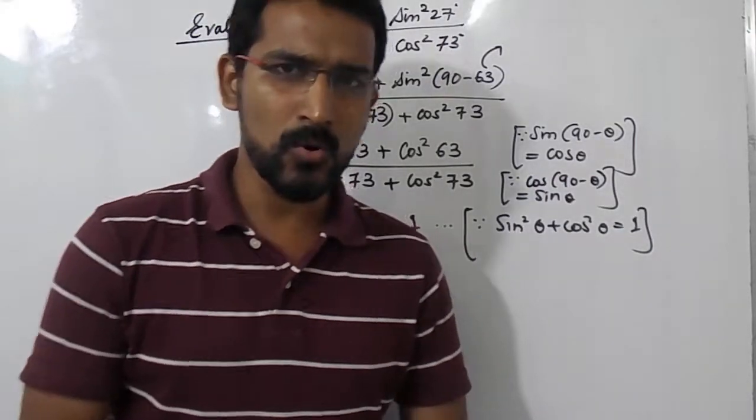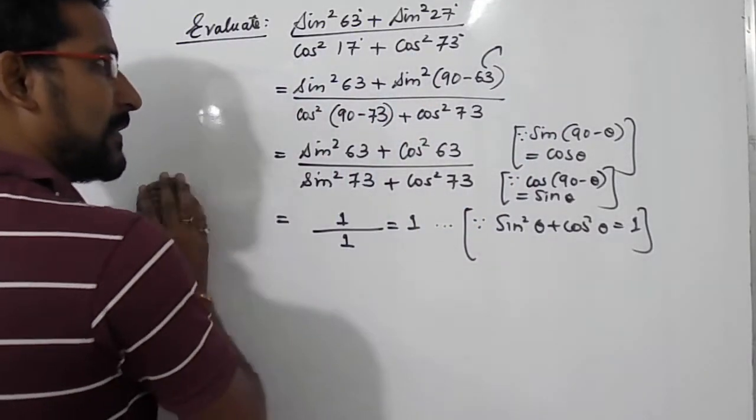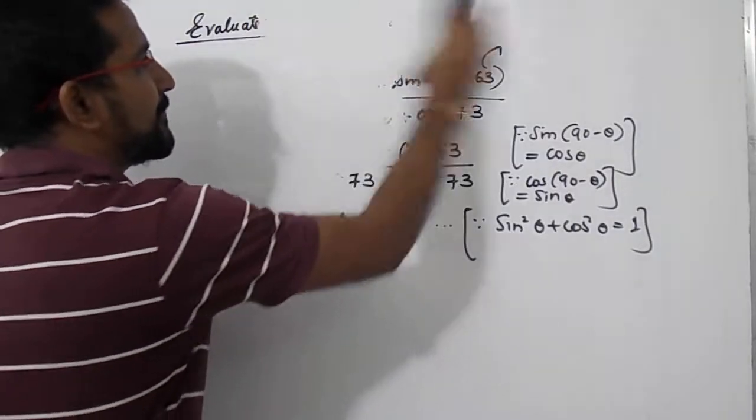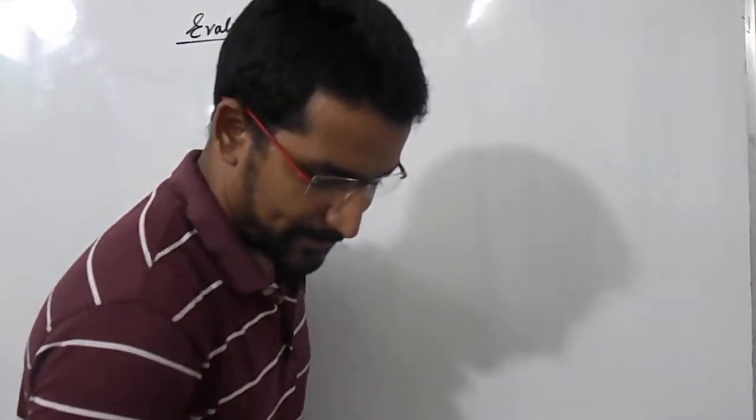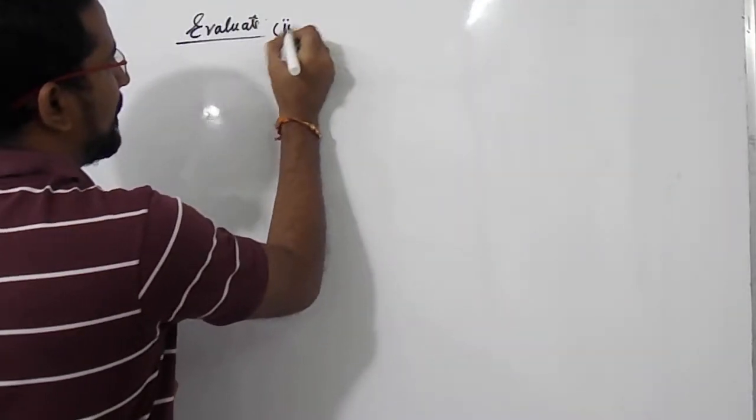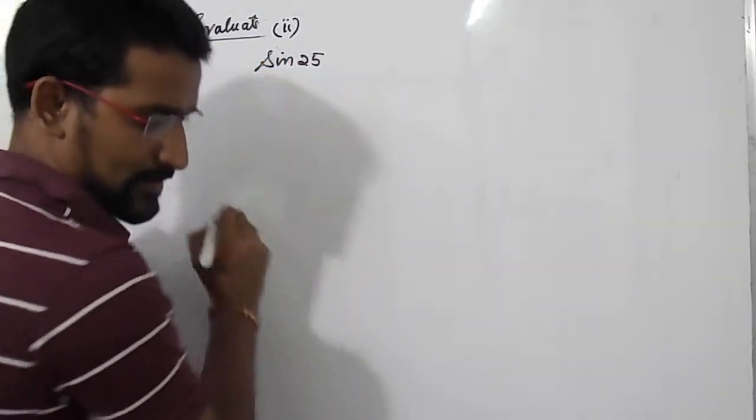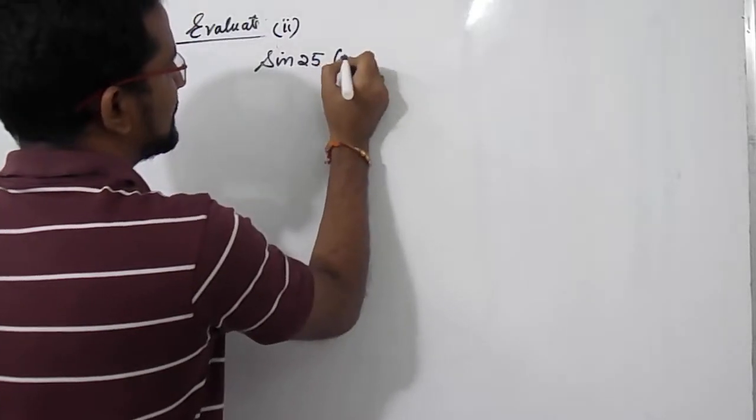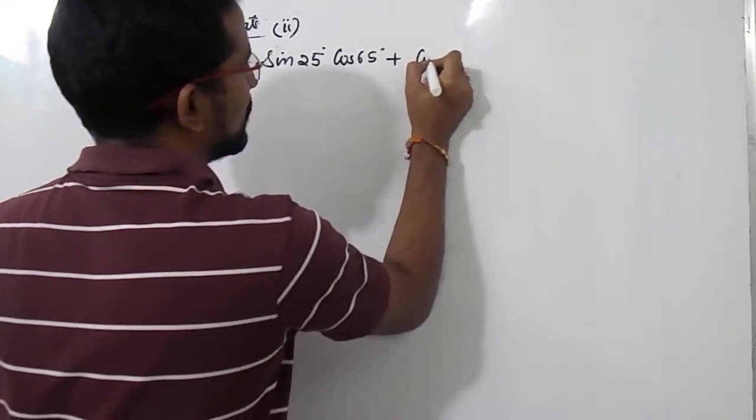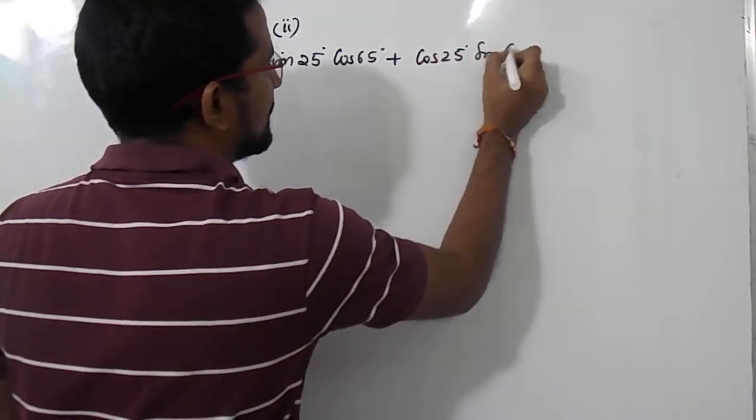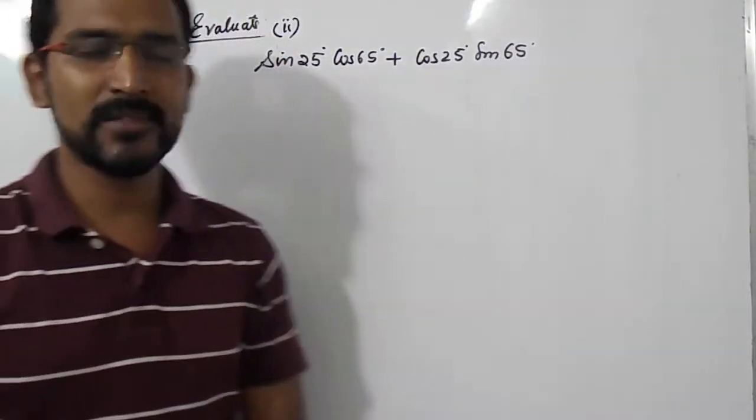So we'll see part 2, that is given. Hope you have written this. Now part 2 is this: sin 25 degree into cos 65 degree plus cos 25 degree into sin 65 degree. So this is part 2 of question number 3.